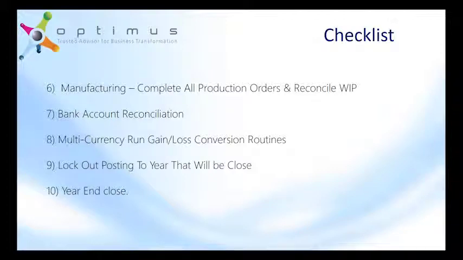And then for step number 6, we will need to review the manufacturing module to complete all the production orders. And in case we have also work in progress values, we need to also review those and start closing as much as we can all our what we call the finished production orders.